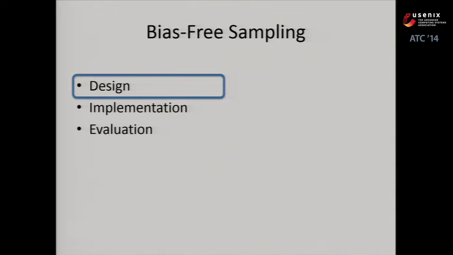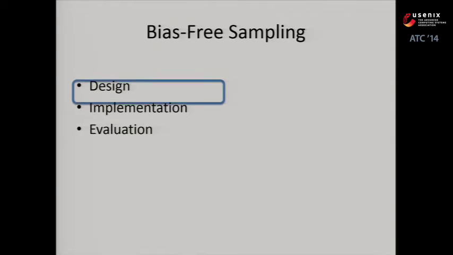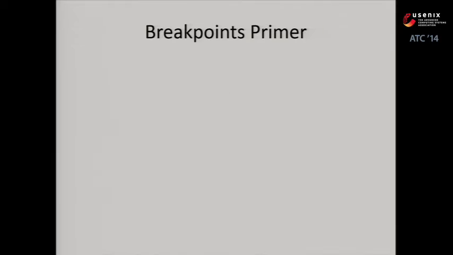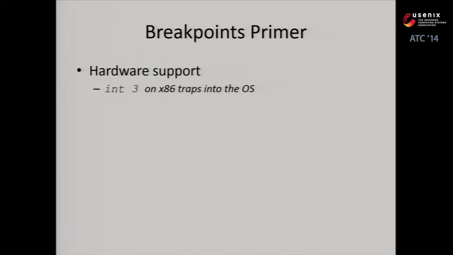So now we've seen in a nutshell the parameters behind BiasFree's design. Let's delve into its implementation details, which really made it possible for BiasFree to work across multiple platforms with low overhead. But before delving into the implementation details, I'll briefly give a breakpoint primer. Modern hardware contains special breakpoint instructions that tell the processor to trap into the operating system. For instance, on x86, this is the int3 instruction.